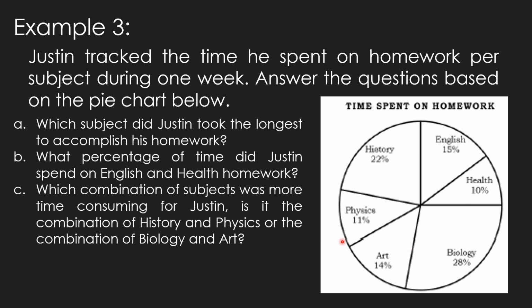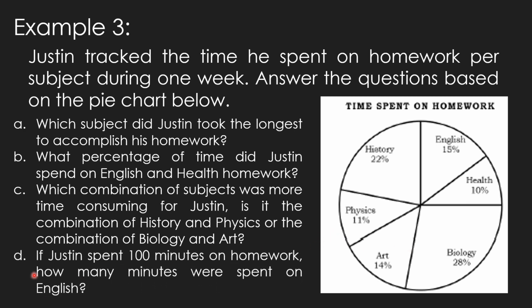Now let's proceed to the fourth question. Question letter D. If Justin spent 100 minutes on homework, how many minutes were spent on English? Now let's see. English is 15%. Now 15% divided by 100 times 100 is 15 minutes. If we are going to use a calculator, 15 divided by 100 times 100 is equal to 15 minutes.